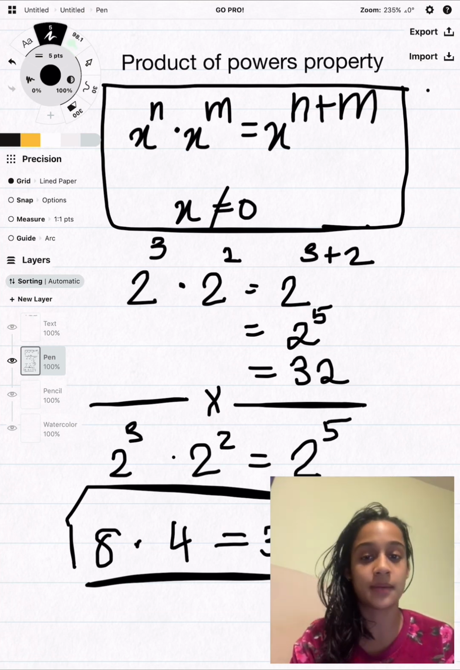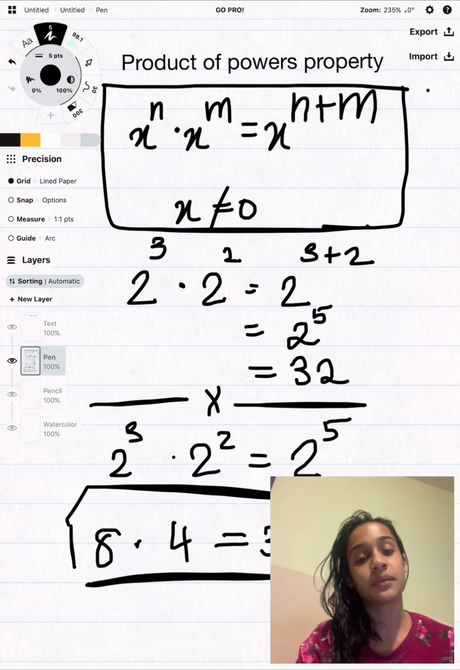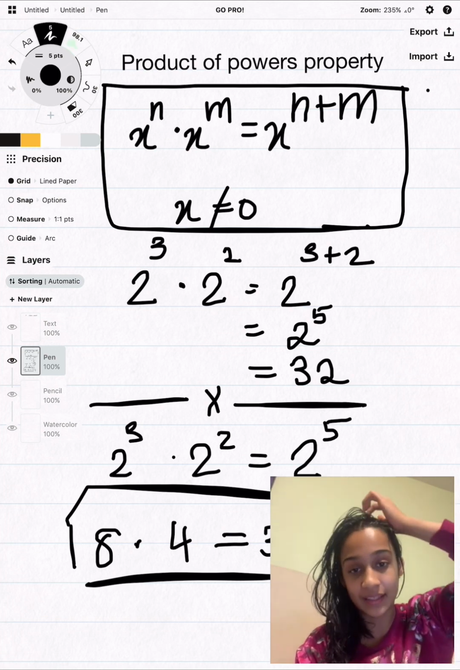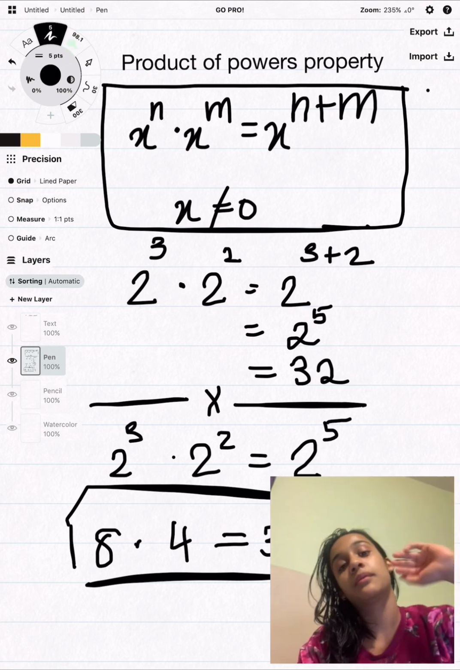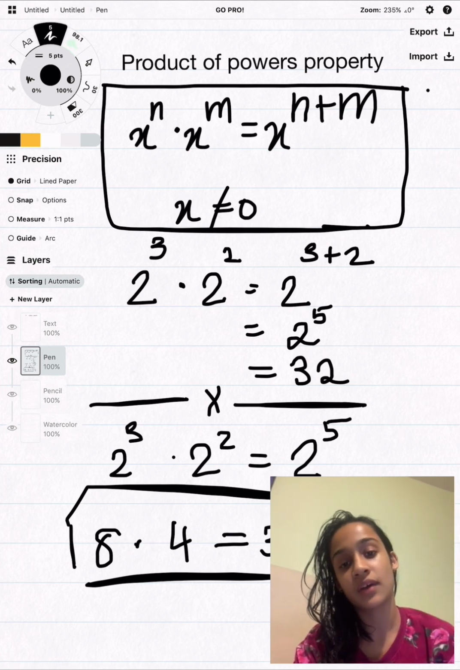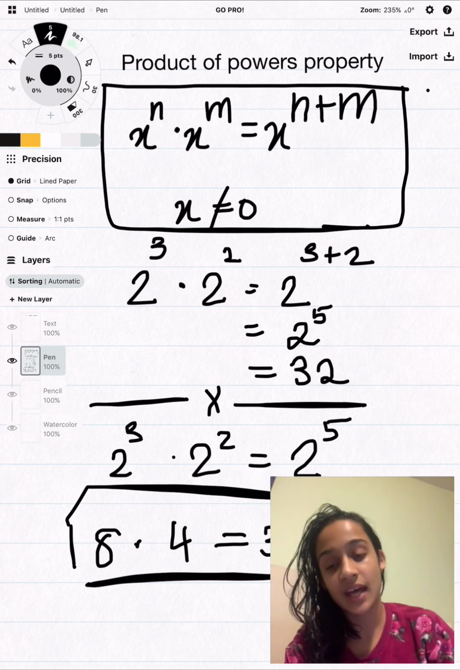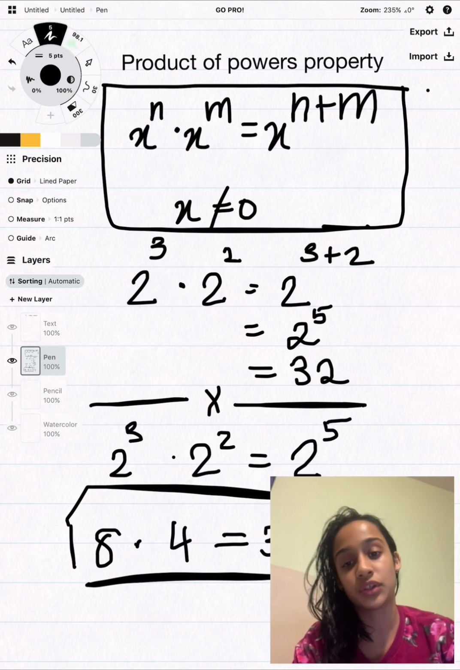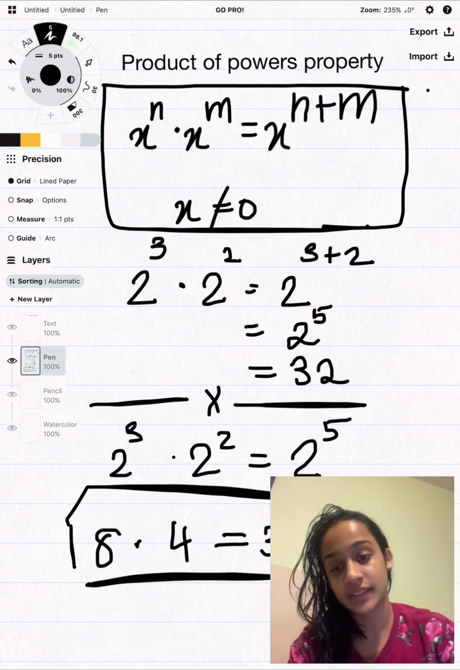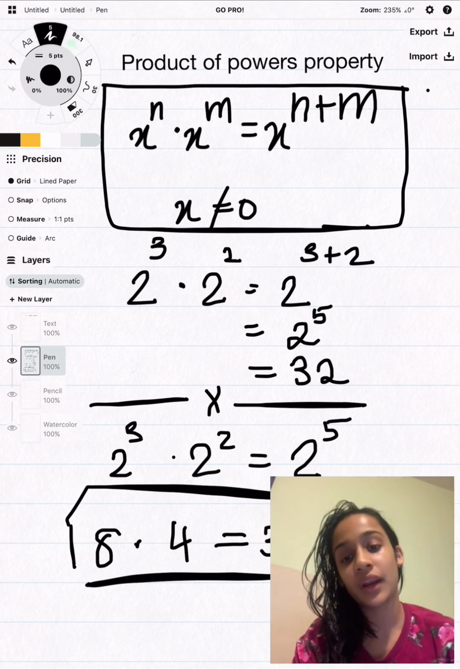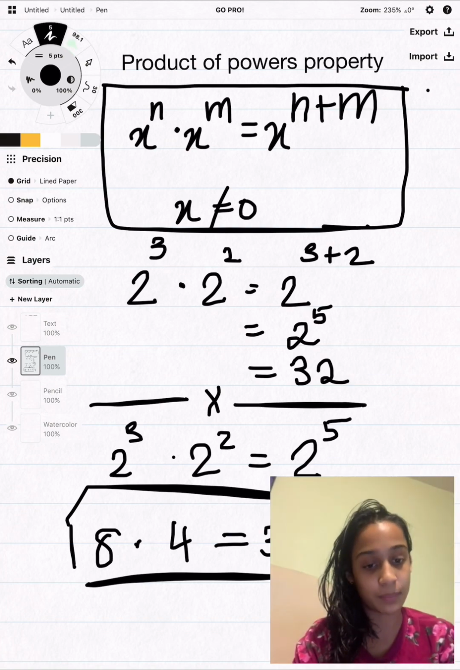2 to the power of 3 times 2 to the power of 2 is equal to 2 to the power of 3 plus 2, because we're adding the exponents since we have the same base. 2 to the power of 3 plus 2 is equal to 2 to the power of 5, which is equal to 32. Now to check this, I simplify 2 to the power of 3 and 2 to the power of 2. 2 to the power of 3 is 8, 2 to the power of 2 is 4, 8 times 4 is 32, and that matches my answer above.